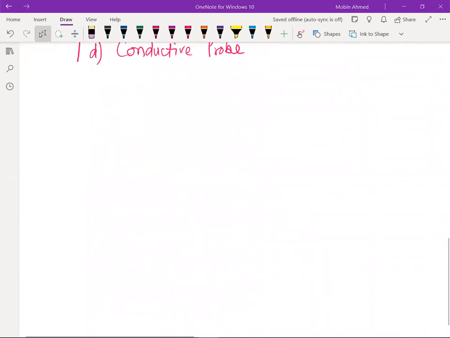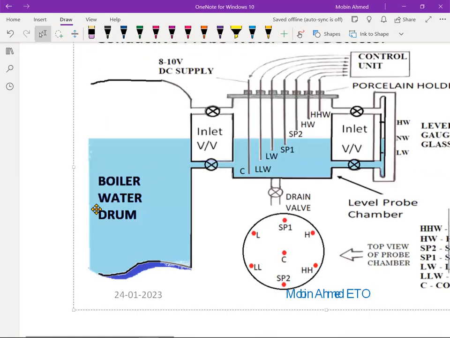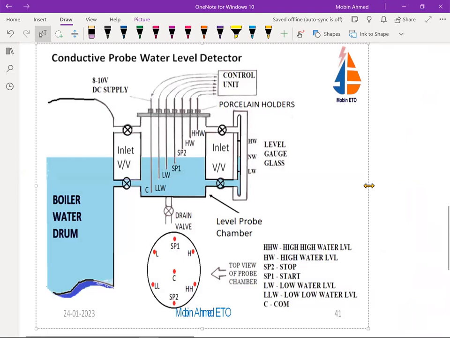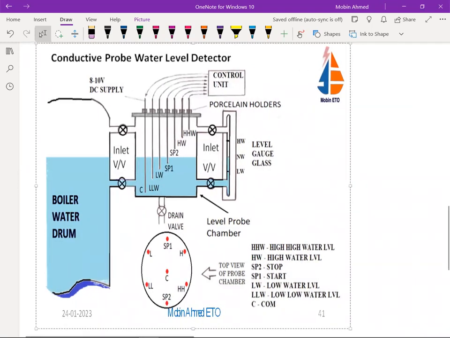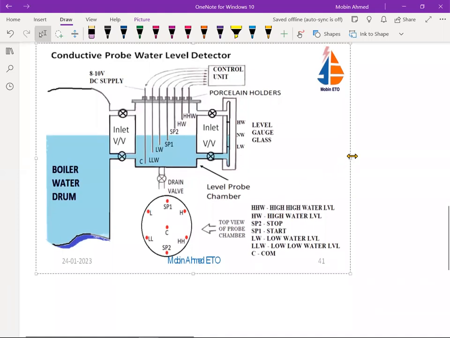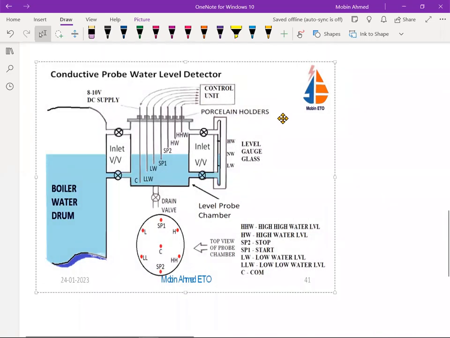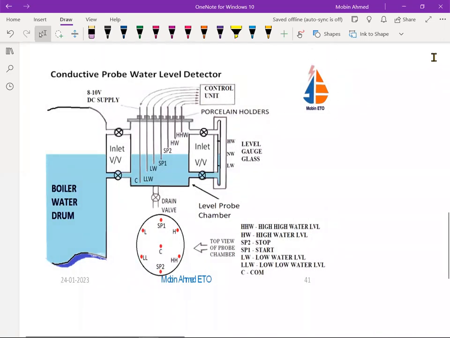So conductive probe, if you see, there is a different type. This is very simple and very robust. This is the boiler water level detector, or this is the control system. This is the robust one, and this is the fail safe. Remember this. This is the probe which is fail safe. It is not going to fail on. It is very fail safe. That is the advantage of the conductive probe. It is robust. And second, almost it is fail safe.